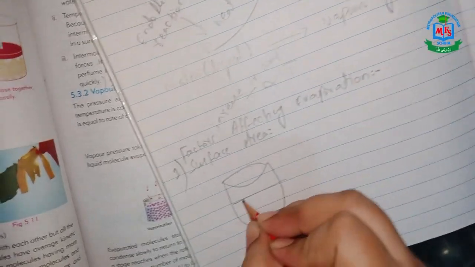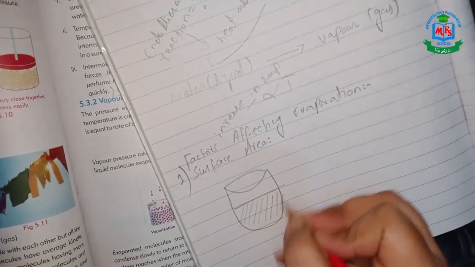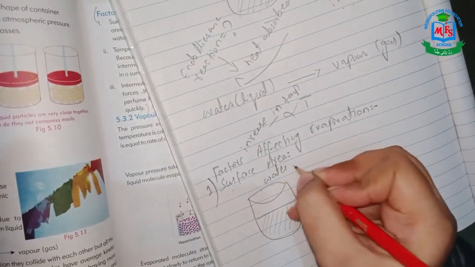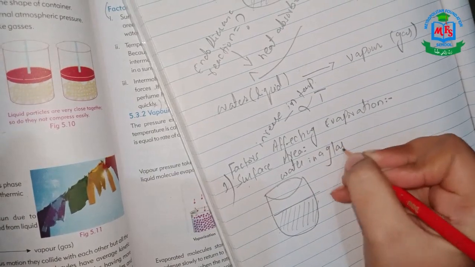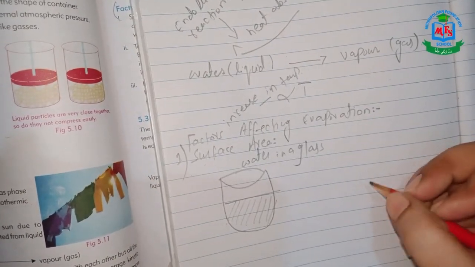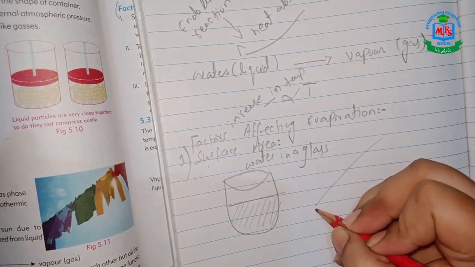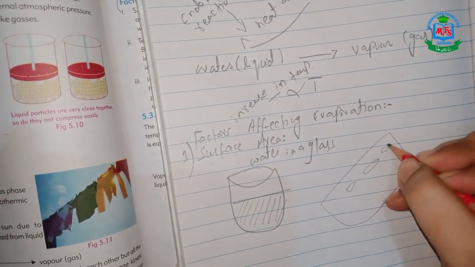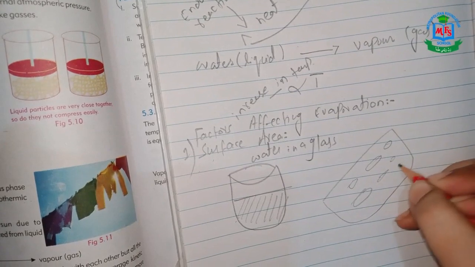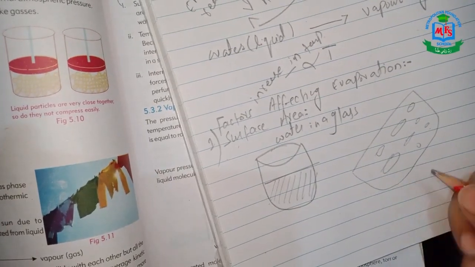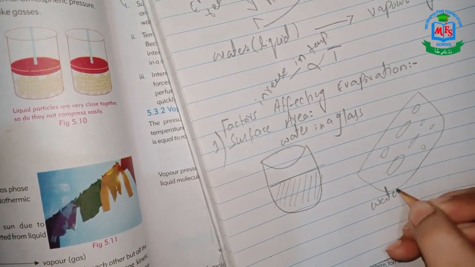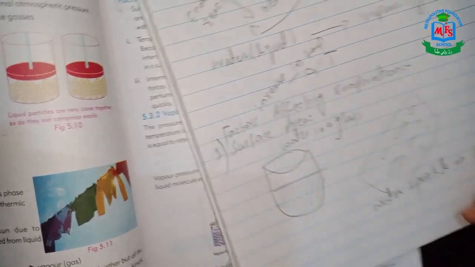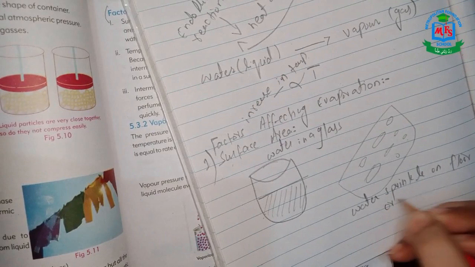Student, water in a glass. Now, water is sprinkled on the floor or roof.